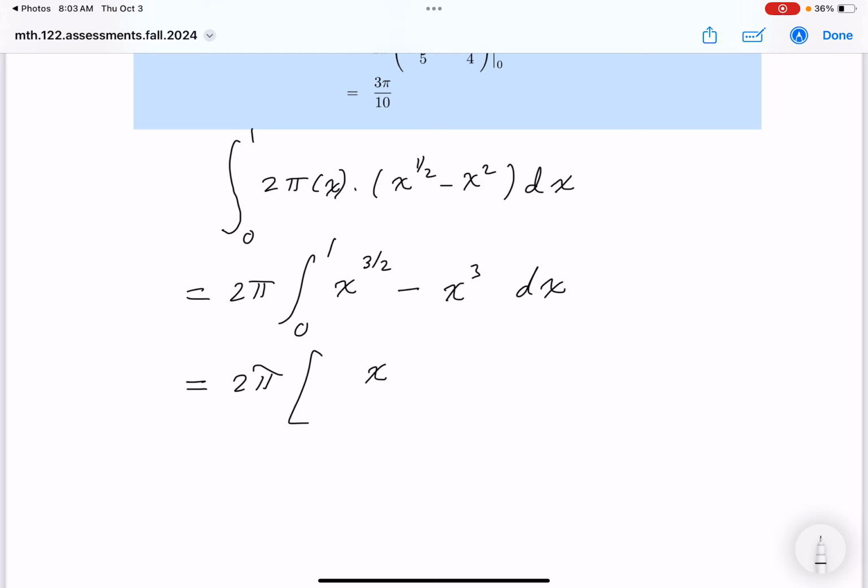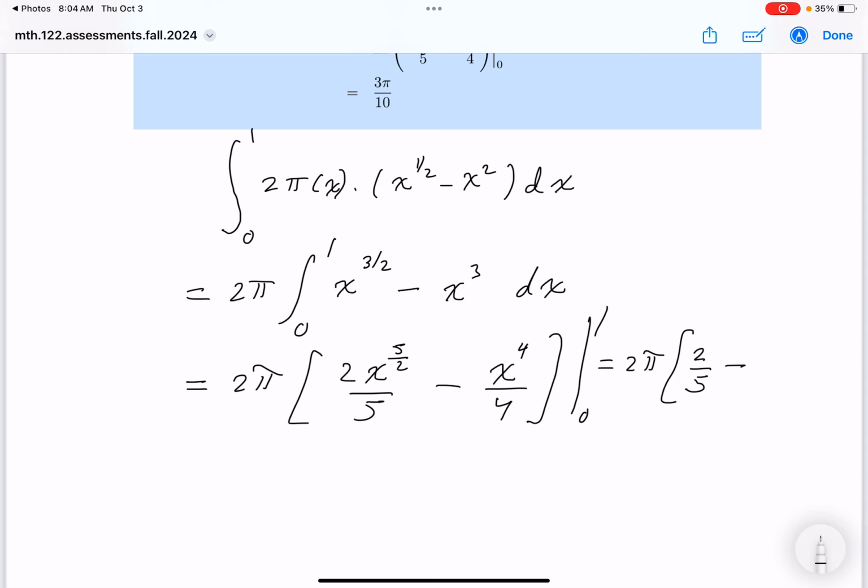We add 1 to the exponent. And if you add 1 to that, you'd get 2 halves, which would be 5 halves. You're going to divide by 5 halves or multiply by 2/5. Minus, well, you're going to increase that by 1. That would be 4, and divide by 4. And the limits of integration go from 0 to 1. And what do you get over there? You get 2 pi. And then you put the 1 in there, you get 2/5.